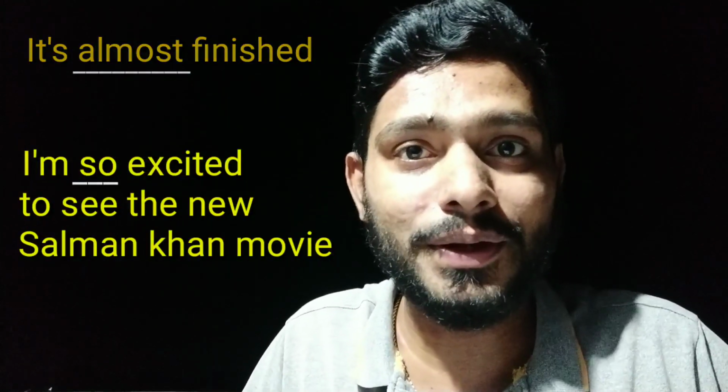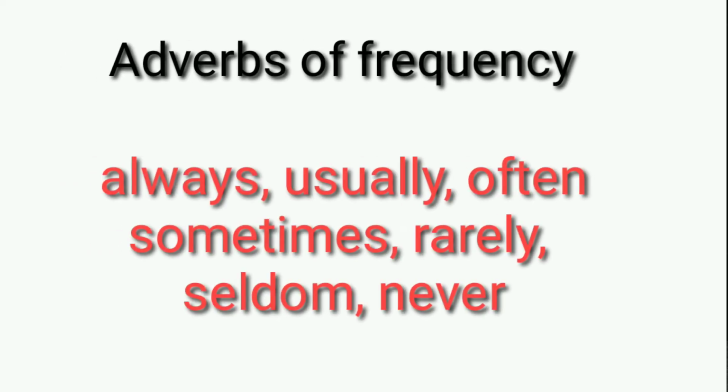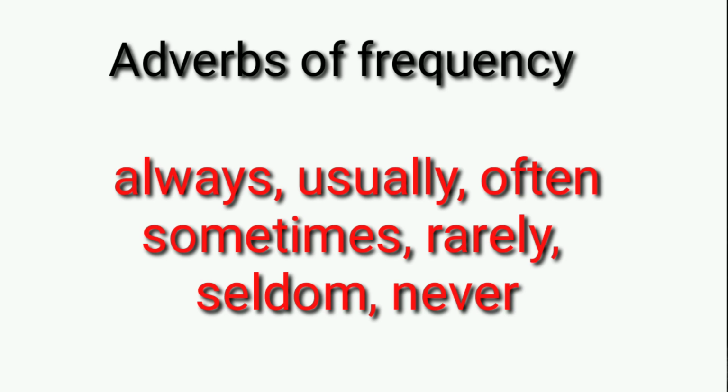What is the adverb here? So now let's understand the last, that is adverb of frequency. Adverb of frequency explains how often an action occurs. They are often placed directly before the main verb. We have to always keep it in our mind that adverb of frequency is always placed directly before the main verb. Let's see some of the examples here. Always, usually, often, sometimes, rarely, seldom, never.